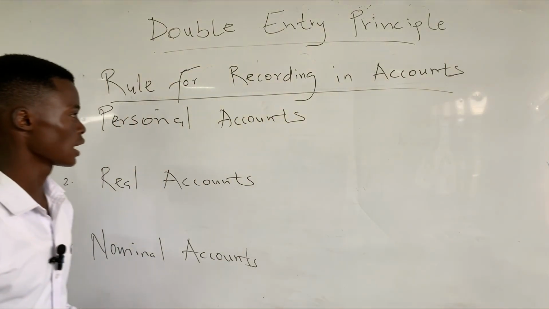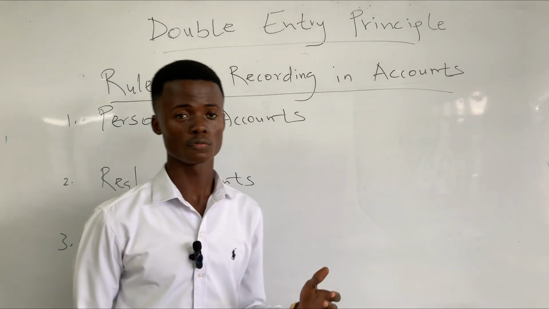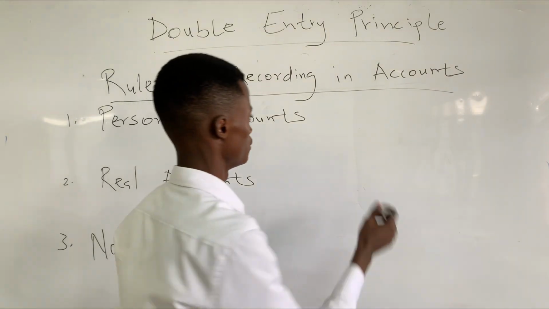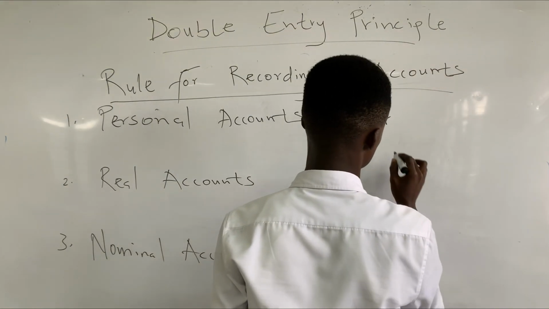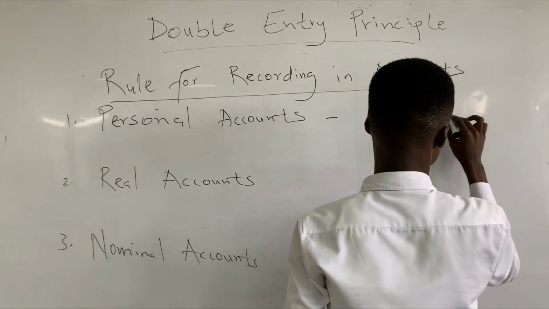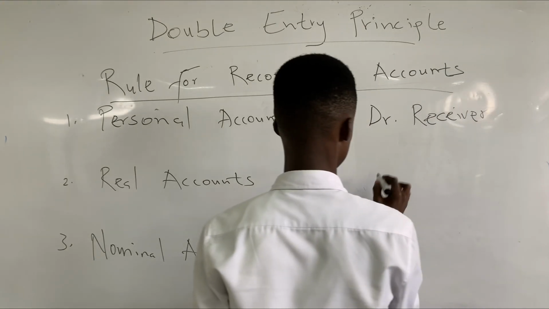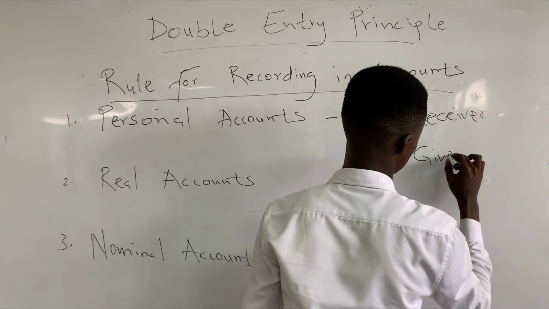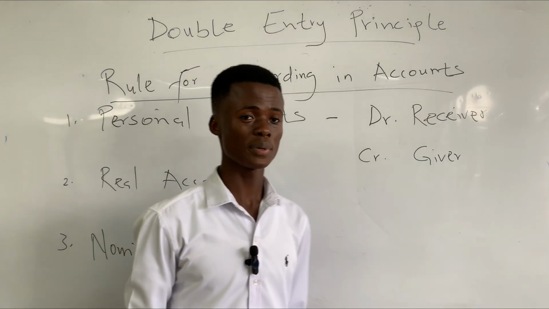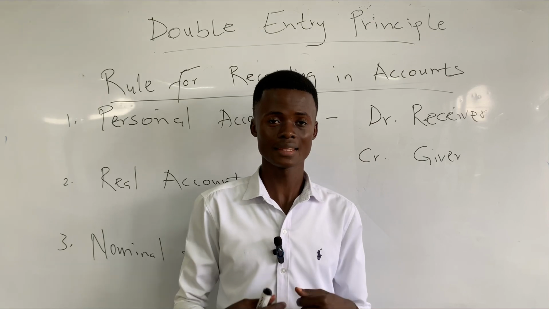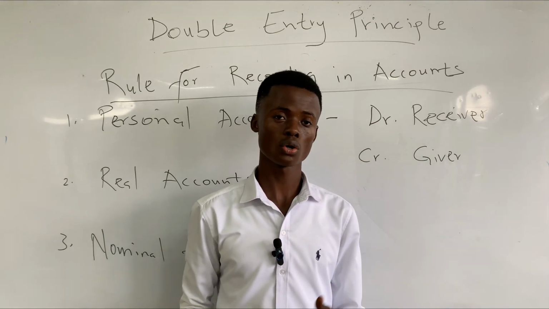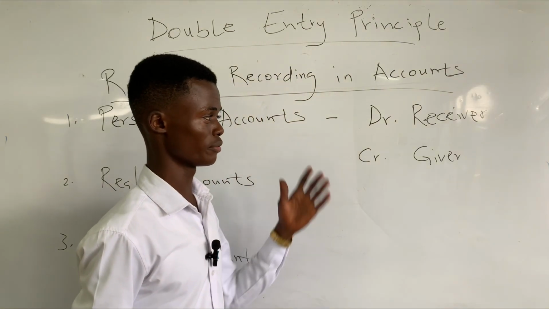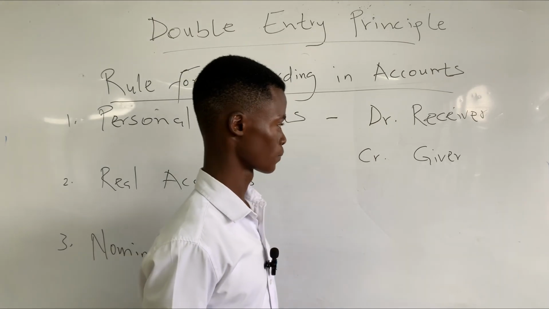Under the personal account, as we said, they keep records of the persons the organization deals with. So under the personal account, the rule says that we should debit the receiver and then credit the giver. So when a person or a business organization receives an item, whether it be cash, stock, non-current asset, or whatever, the rule says that we should debit the receiver and then credit the giver.